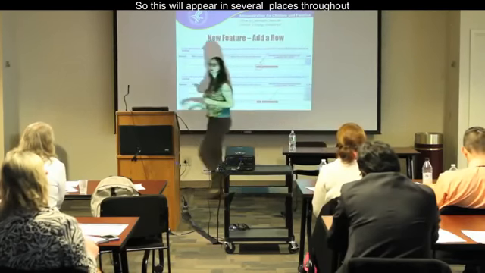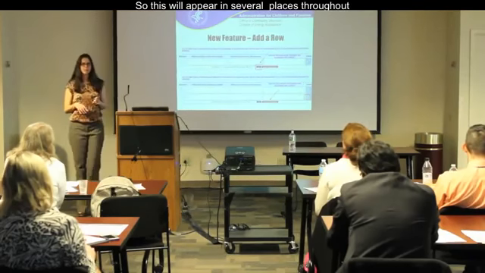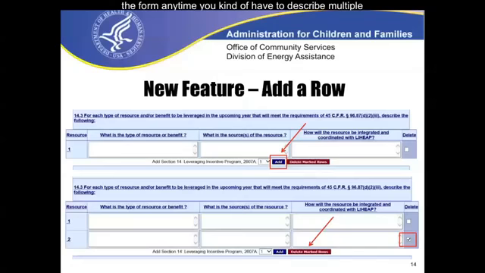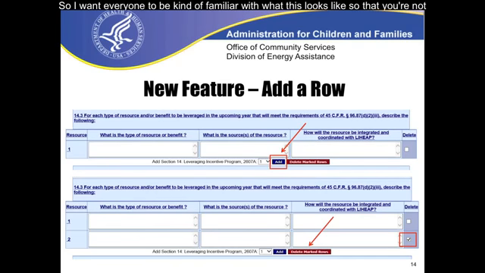So this will appear in several places throughout the form anytime you have to describe multiple concepts for the same question, and I don't know how many concepts you have. I think it may appear 3 or 4 times. So I want everyone to be familiar with what this looks like so you're not confused when you see it on the plan, because you'll just see one row, and it'll be like, oh my god, what do I do, what do I do? And you know, on August 31st, when all of you call me to ask how to do this, I'll say, remember the add a row feature?